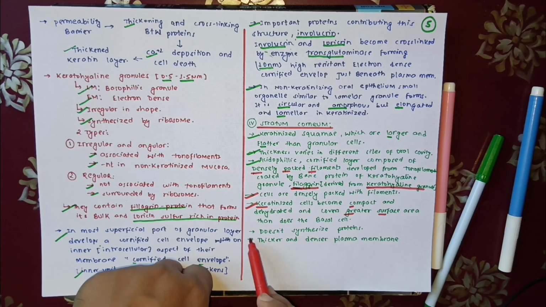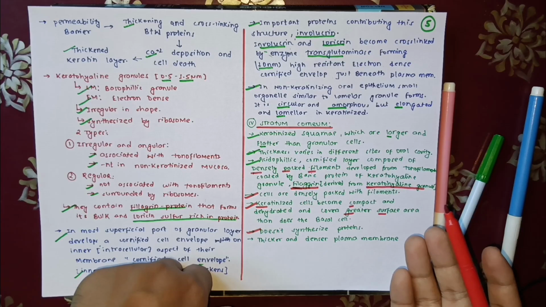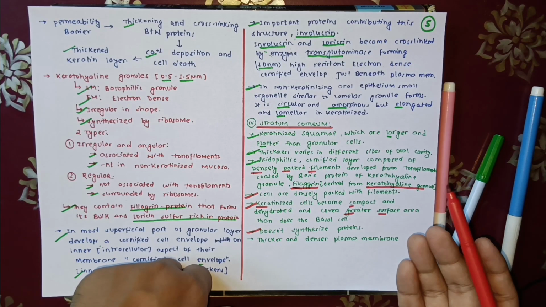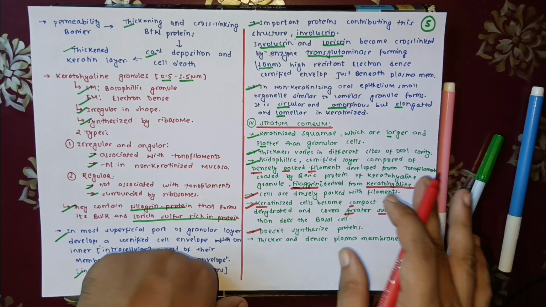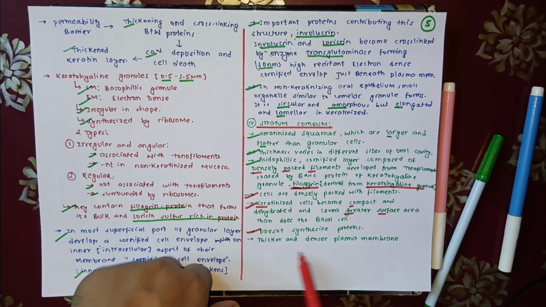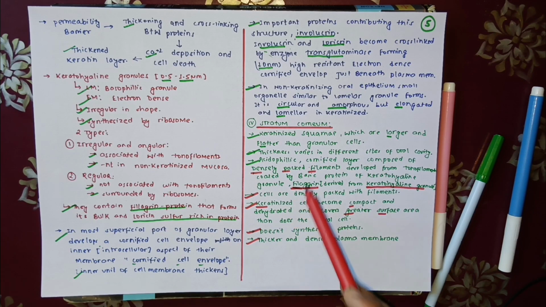After that, it doesn't synthesize protein. Why secrete protein in the outermost layer of the epithelium? You can clear your concept that way. There is no use of protein in the outermost layer. After that, a thicker and denser plasma membrane is present in this stratum corneum. You can remember it this way: the cornified cell envelope is present in the superficial layer of the granular layer, formed due to thickening of the inner unit of the cell membrane. So there is a thicker and denser plasma membrane in this stratum corneum.